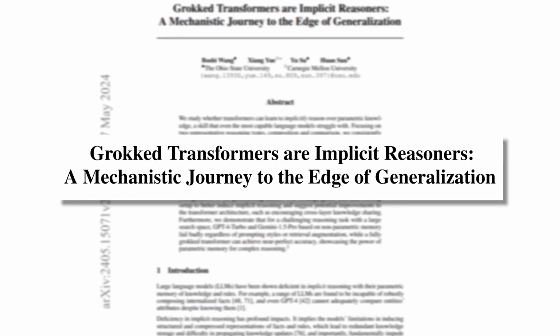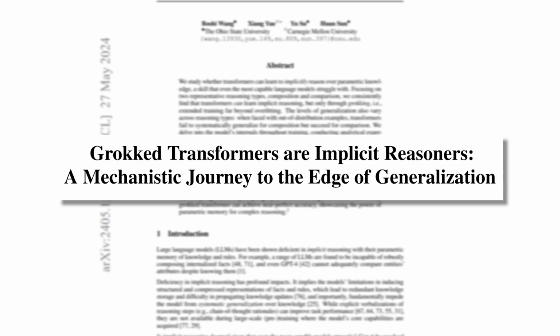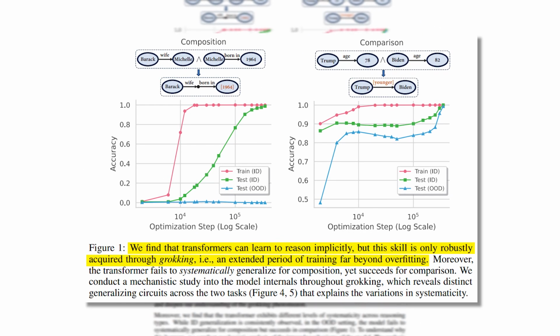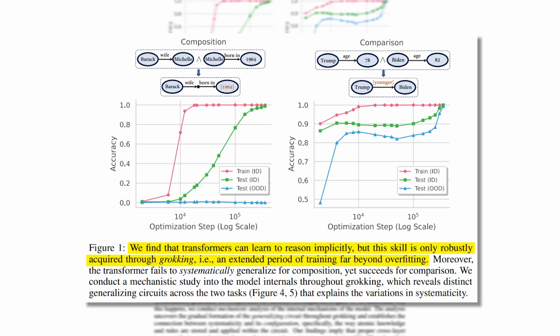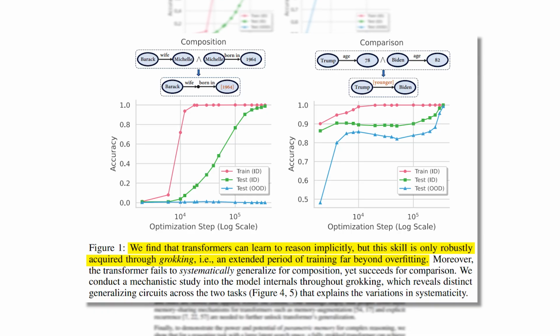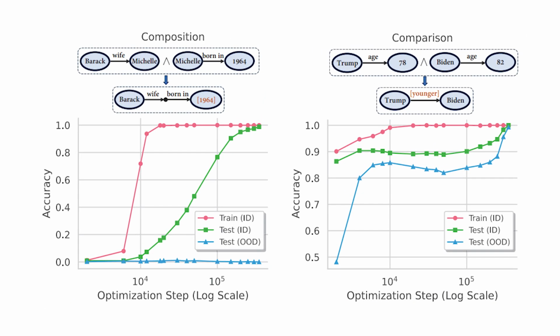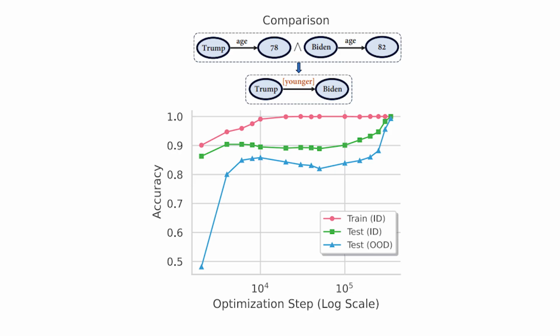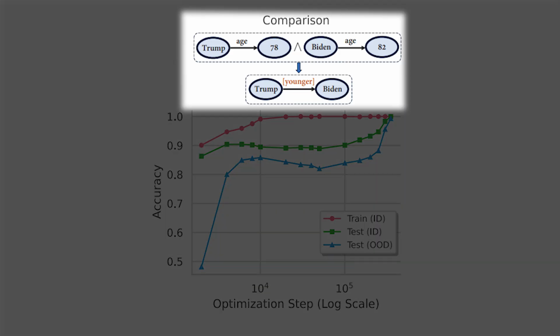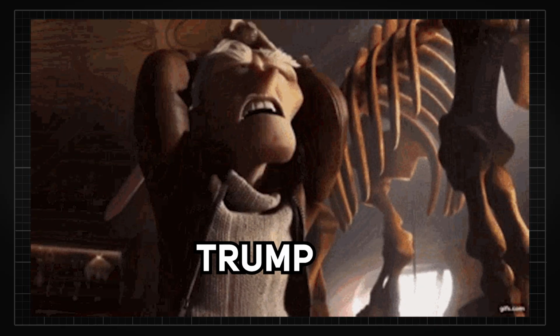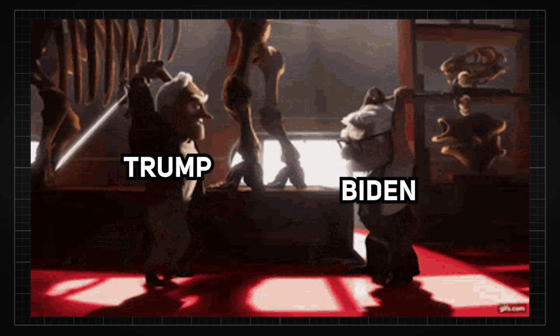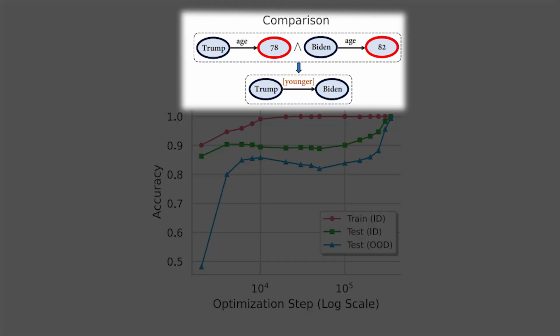So here comes the paper, Grokked Transformers are Implicit Reasoners. In this research, the authors have found out that vanilla transformers can indeed learn to reason implicitly, but this skill will only robustly emerge after Grokking has been achieved. Additionally, they were only able to achieve generalization in one of the two types of reasoning, which is the comparison type. This type involves comparing attribute values of entities, such as determining who is older, Trump or Biden, when the given age data is something the model has never seen.